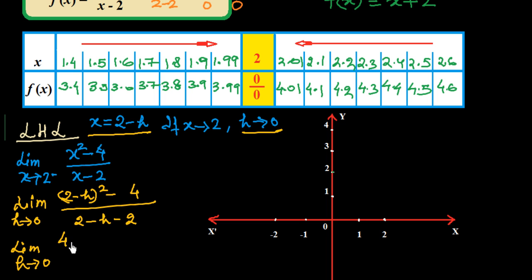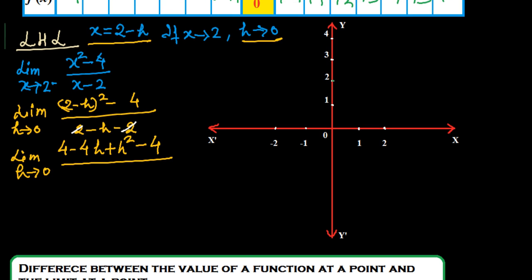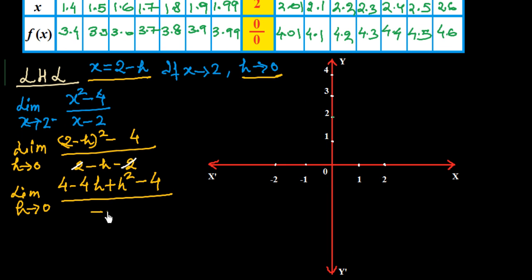So it is 4 minus 4h plus h square minus 4. In the denominator you see it's negative 2 and it is positive 2, so both will eliminate each other. Now in the denominator we have only minus h. Now, limit h tends to 0. We see what happens now.